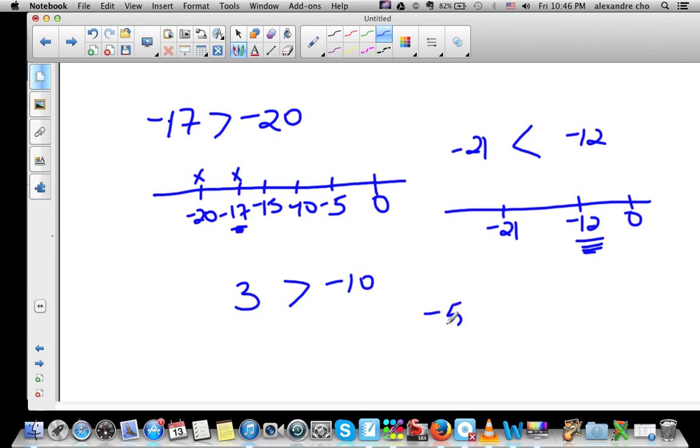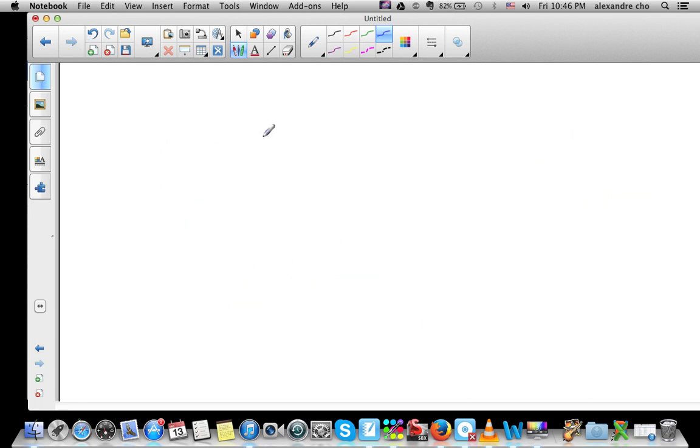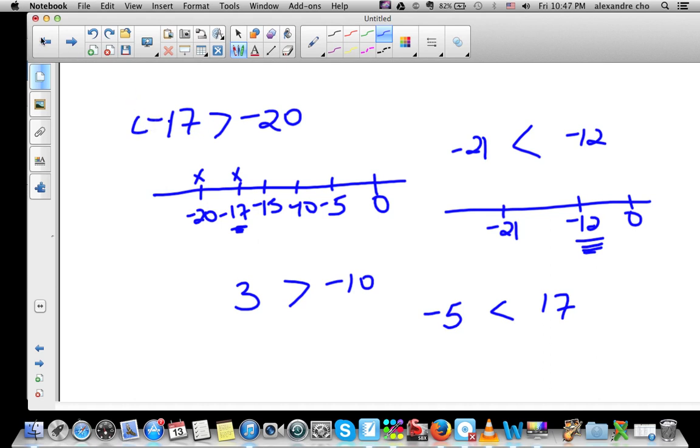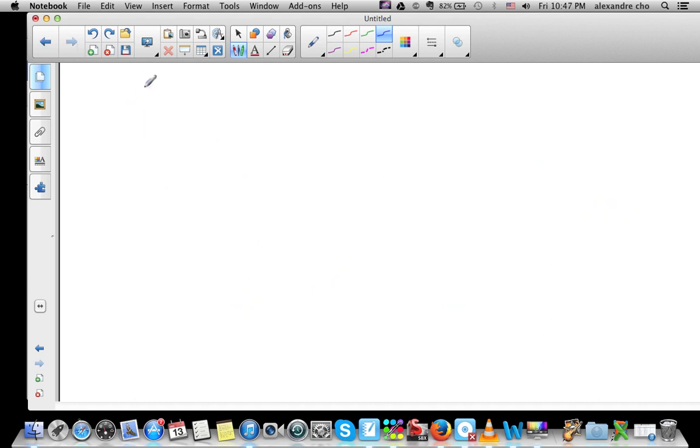14, negative 5, and 17. Again, one's a positive number. So negative 5 is less. 4, negative 4. Okay, so 4 and negative 4. One is positive, one negative. No need to discuss this one.